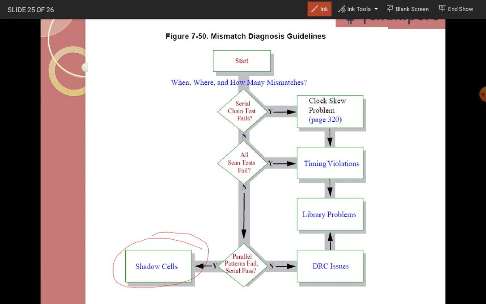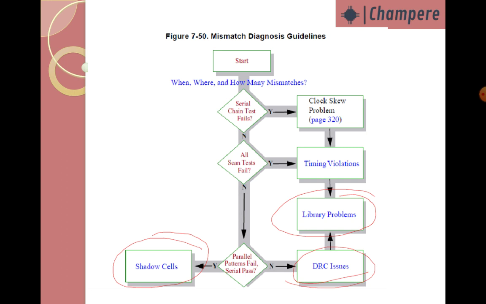Next one, parallel pattern passes, serial fails. This is because of a DRC issue or library problems. So these are the main points in the chart. From this you can understand different scenarios, different failures, different mismatches.